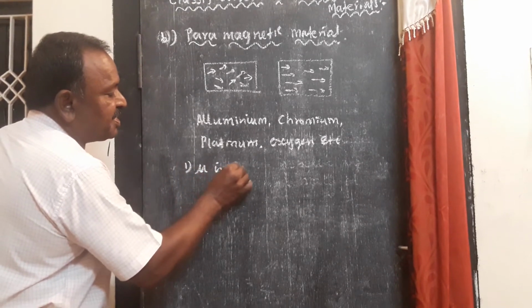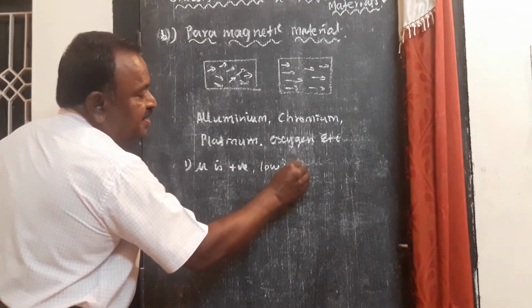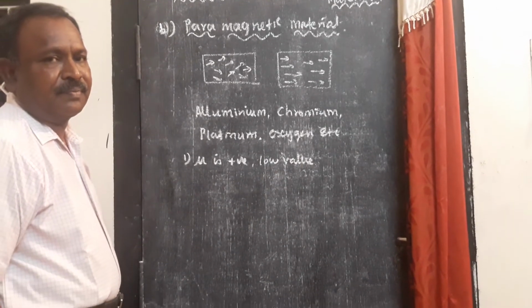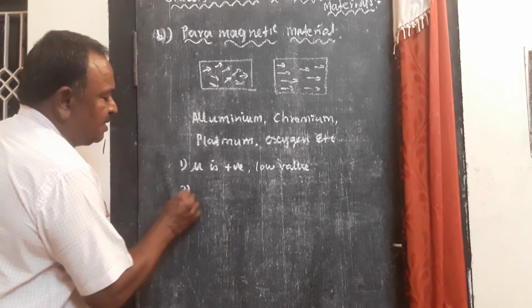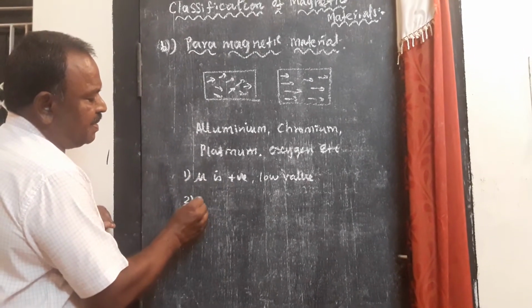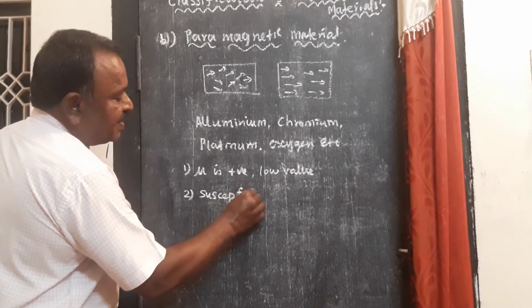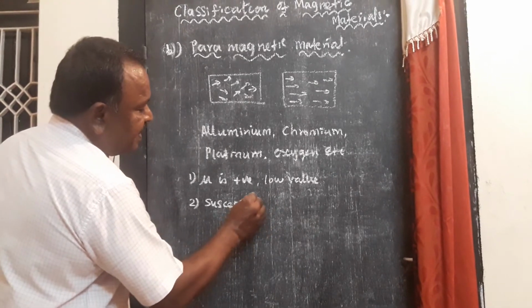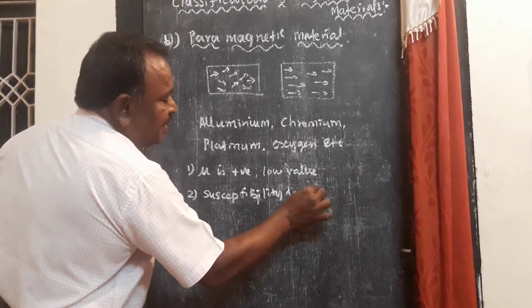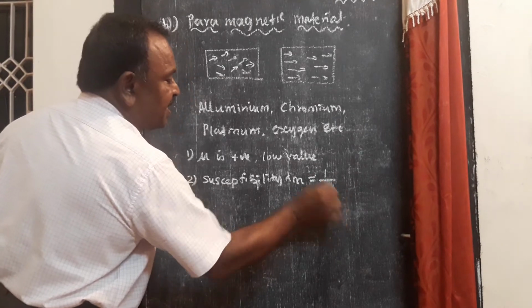Permeability is positive and low value. So it is greater than 1, but the value is low. What about the second property? We have seen permeability, then susceptibility. Susceptibility, chi-m, depends on temperature. Chi-m is inversely proportional to temperature.